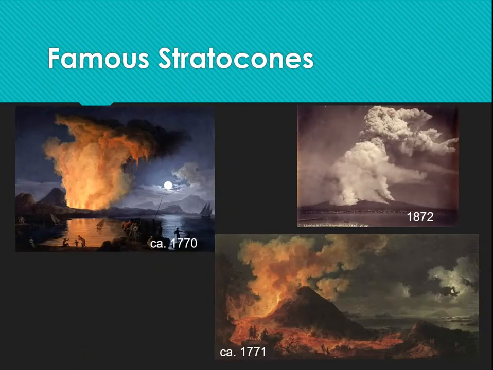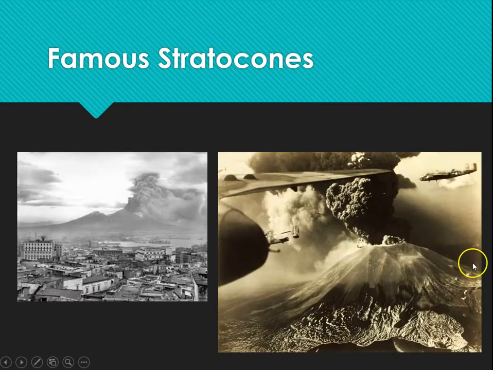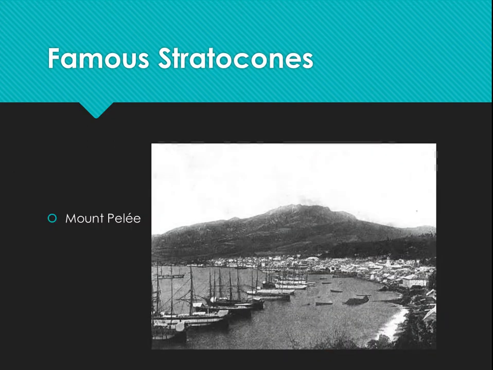Now, that eruption that killed everybody in Pompeii happened in 79 AD, but that's not the only eruption of it. So here's some paintings of it erupting at other times. So 1770 and 1771 eruptions. Here's a photograph from 1872. And of course, this was in the 40s as the Allied troops were going into Italy during World War II. The volcano was actually erupting, which is just kind of mind-boggling. So there's lots of pictures and lots of footage from that.